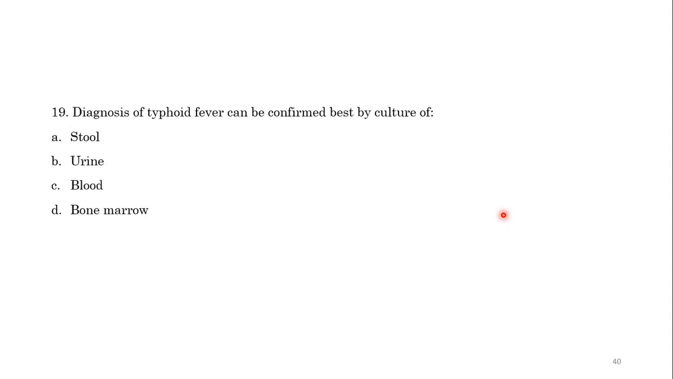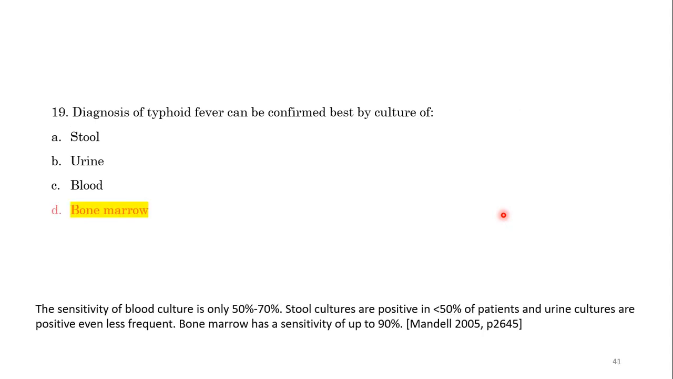Number 19, diagnosis of typhoid fever can be confirmed best by culture of A, stool, B, urine, C, blood, or D, bone marrow. The correct answer is letter D, bone marrow. The sensitivity of blood culture is only 50% to 70%. Stool cultures are positive in less than 50% of patients, and urine cultures are positive even less frequently. Bone marrow has a sensitivity of up to 90%.